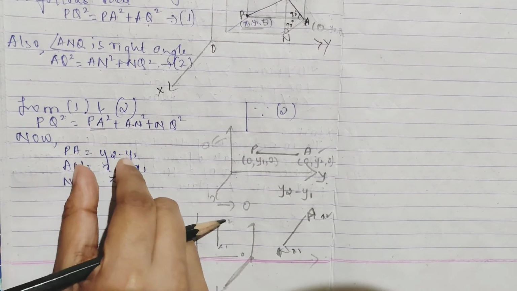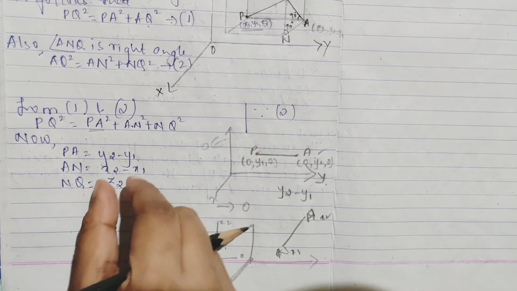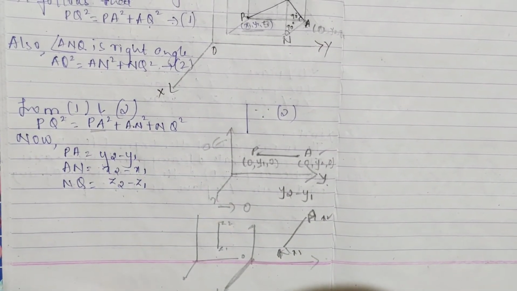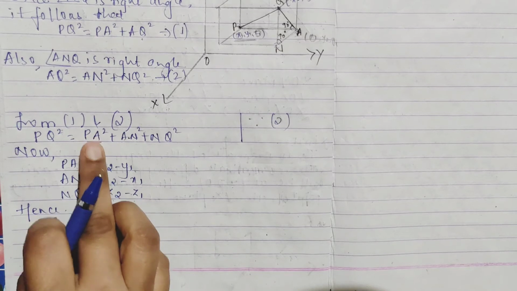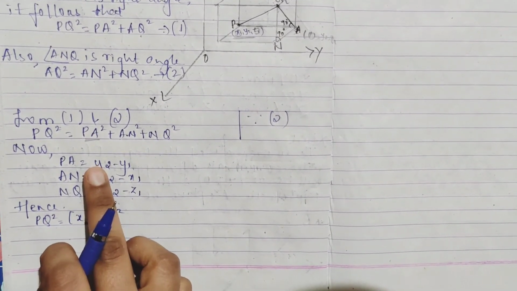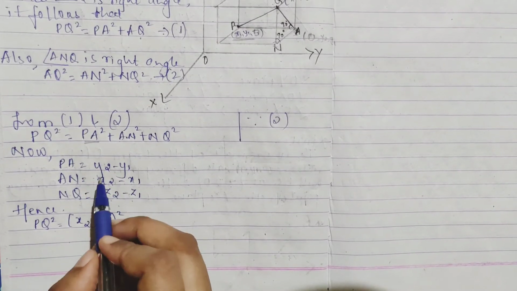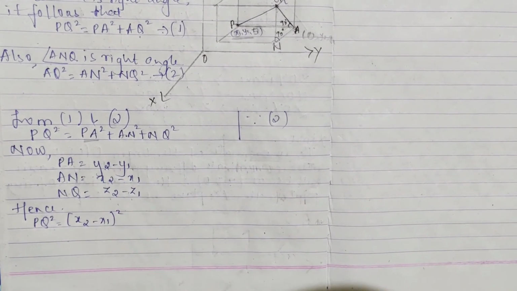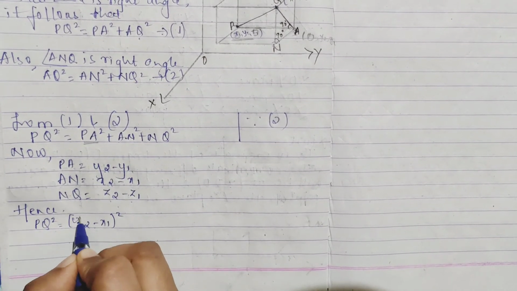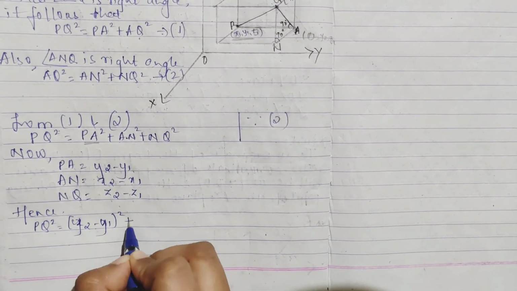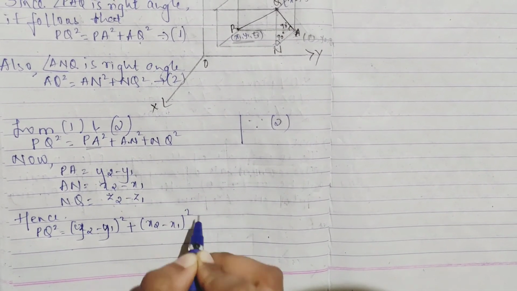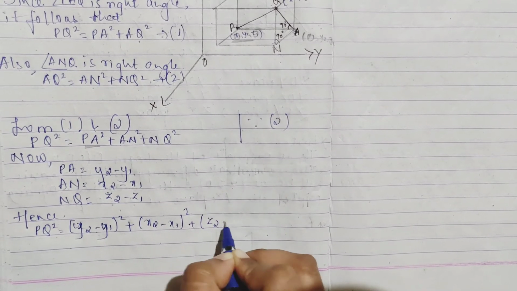Now everything, PA we will substitute in this, NQ we will substitute in this, and AN we will substitute. So substituting everything, PQ square is PA square, PA is y2 minus y1 the whole square, plus AN is x2 minus x1 whole square, and NQ is z2 minus z1 whole square.